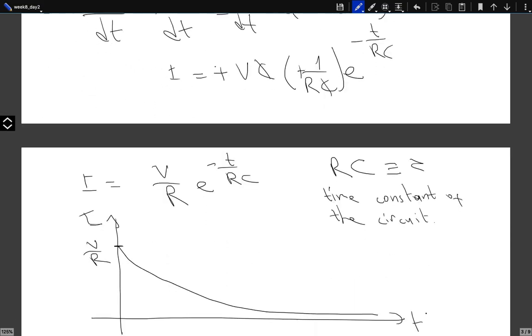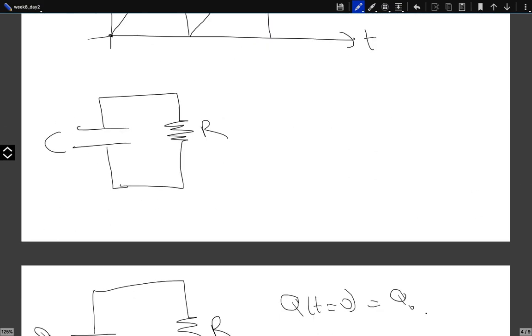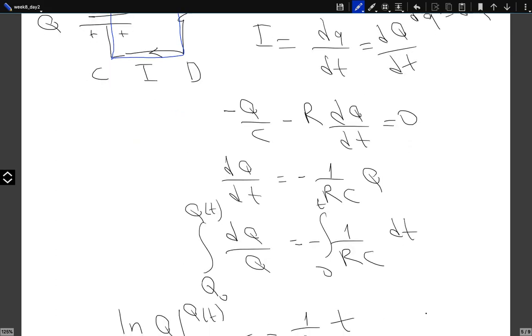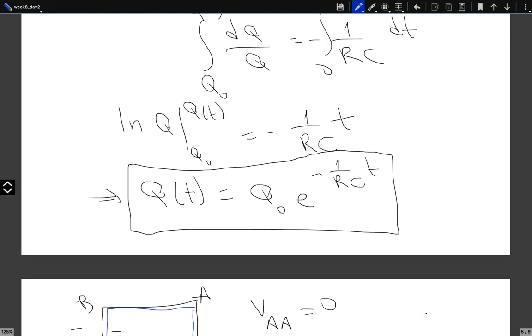If you are discharging, if t is much smaller than your time constant RC, there is practically no change in the charge. If t is much larger than your time constant, then practically there is no charge left in your capacitor. By the way, what's the unit of RC? Seconds. It's actually a time.